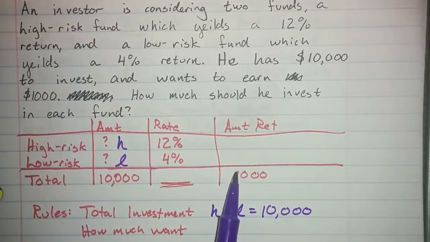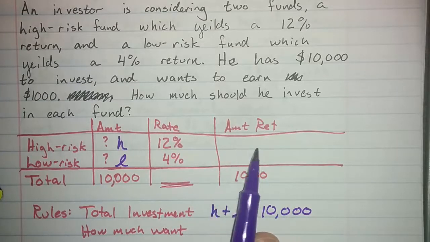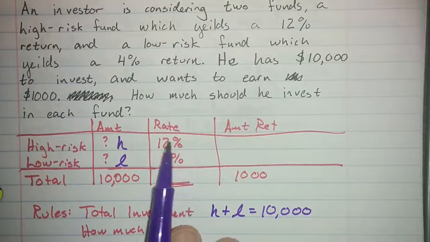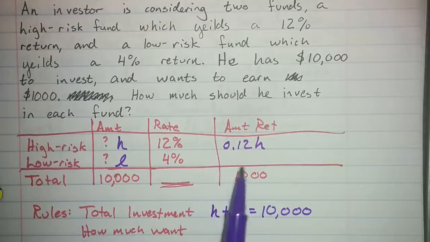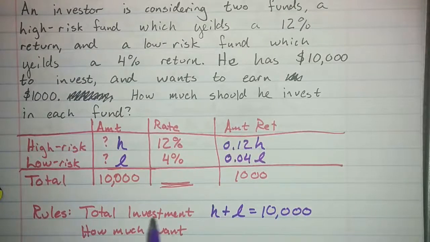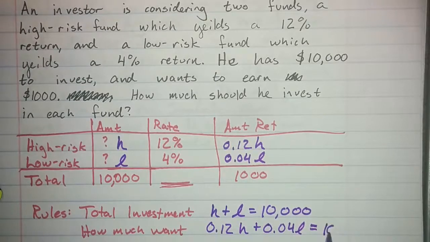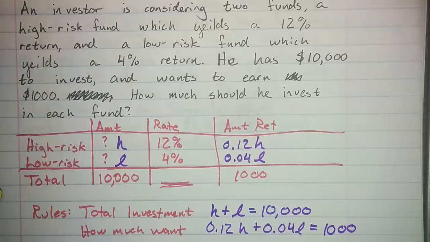To model the rule about the amount of return, I need to know how much money the high-risk investment is returning. Well, it'll be 12% of H. And how much the low-risk investment is returning. That'll be 4% of L. So my second equation will be 12% of H plus 4% of L equals the total return I want, 1,000. Okay, so this gives us a system of equations. I think we're ready to go on and solve. Pause the video and try solving this.